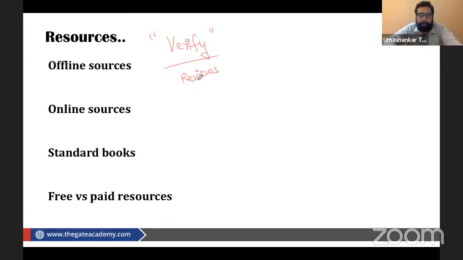So verify the resources that you are going to use. Do not blindly follow any book. There are so many books and publications in the market, but whenever you see a book, do not just blindly follow it, because there may be errors in it. If you follow a book with lots of errors, it is definitely going to confuse you, and it is also time consuming. Even if you are smart enough to understand that this is an error, finding it out will consume your time.